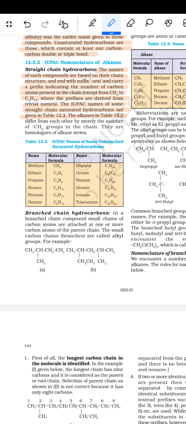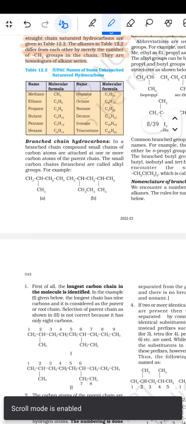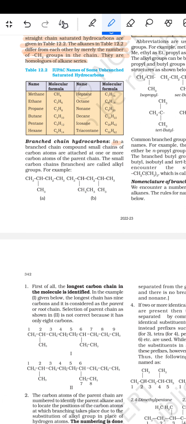The alkanes in Table 12.2 differ from each other by merely the number of CH2 groups in the chain. They are homologues of the alkane series. Now the IUPAC names of some unbranched saturated hydrocarbons. The branched chain hydrocarbons: in a branched chain compound, small chains of carbon atoms are attached at one or more carbon atoms of the parent chain. The small carbon chain branches are called alkyl groups.